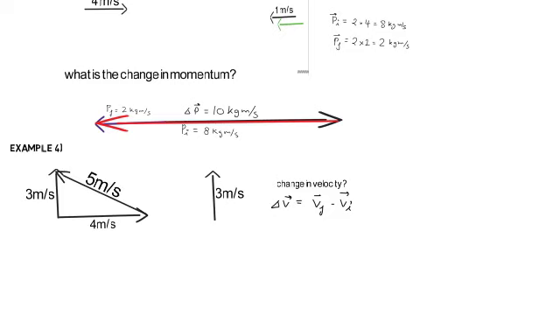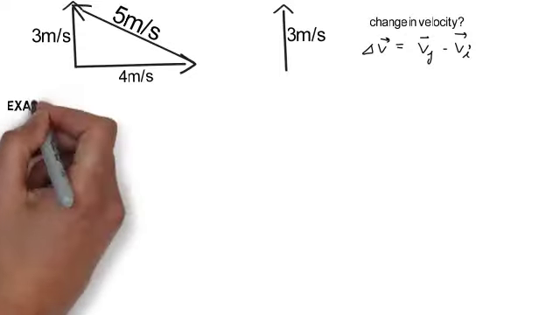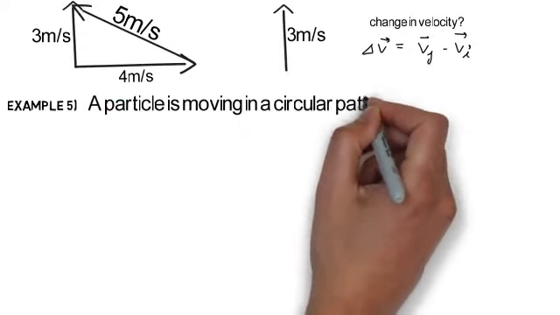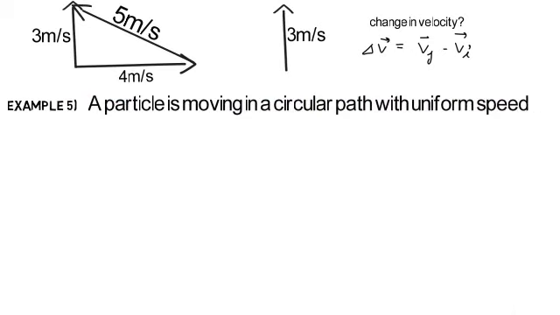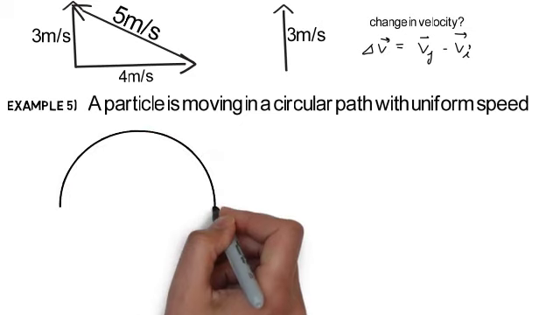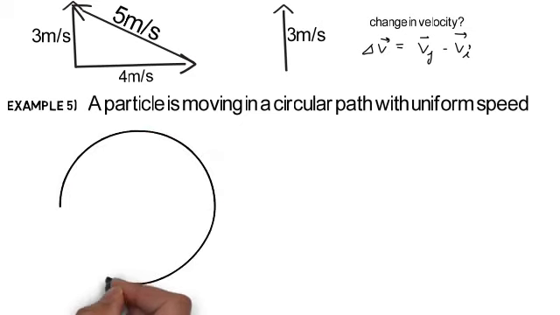Notice that the change in velocity is a new vector in itself with its own magnitude and with its own direction. Next example, example number 5. A particle is moving in a circular path with uniform speed. The speed is therefore constant, but the velocity will always be changing because the direction is changing as the particle moves in a circular path.